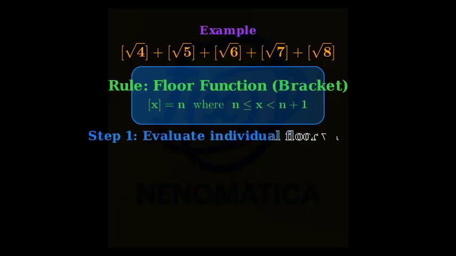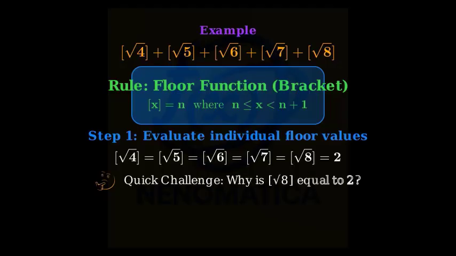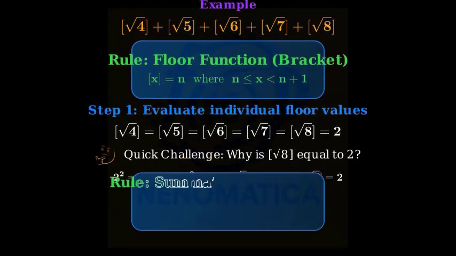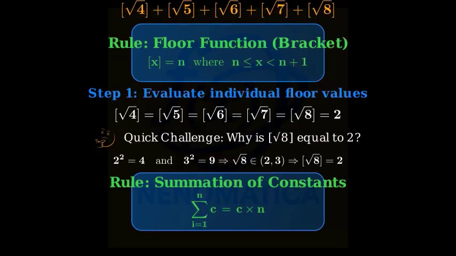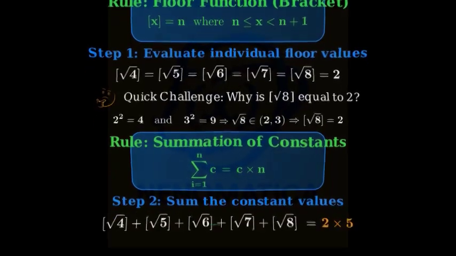Now, we compute each bracket value. Everything from the square root of 4 to the square root of 8 lies between 2 and 3. Therefore, each floor bracket equals 2. Step 2. We now add the constant values. The sum of a constant repeated n times equals that constant times n. We replace each bracket by 2 and add them up efficiently by multiplication.